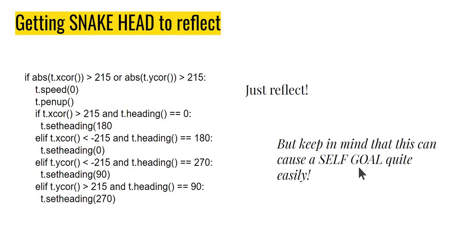Keep in mind, however, that this may cause a self goal quite easily, as we just saw. So you can either do this without the self goal feature at all, or maybe tell the player that, okay, don't do this reflection business after a certain length because you will inevitably end up in a self goal.